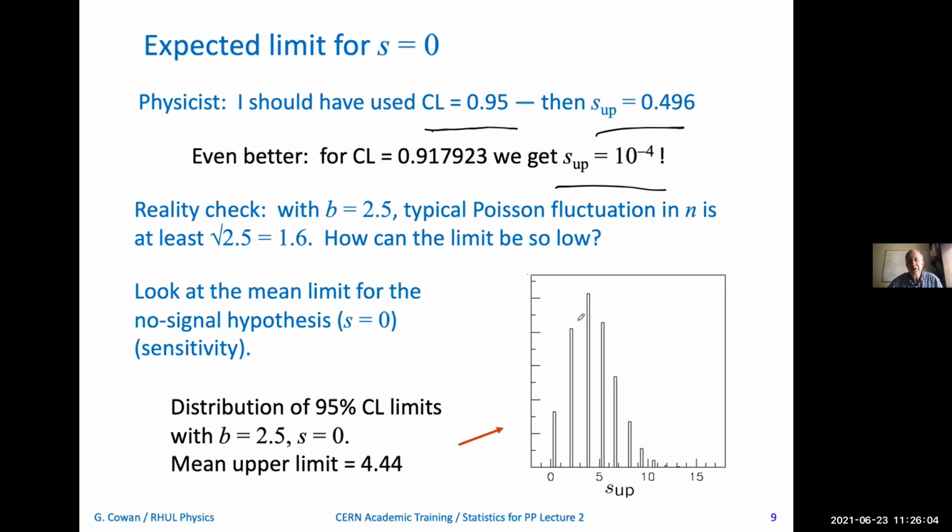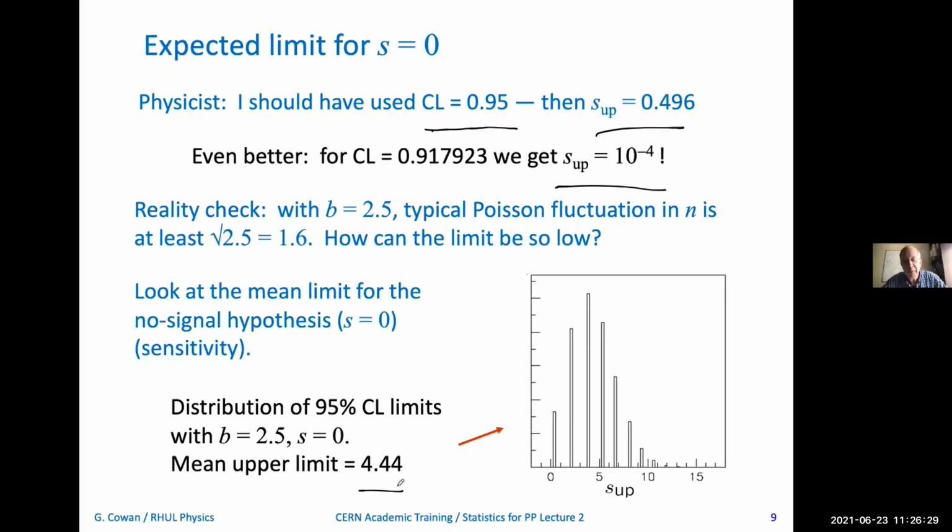And here on the right, I've shown the distribution of upper limits that you would get in the absence of a signal, so for S equals 0. And you can see that contribution there just on the left. That's the one at 0.5. But of course, you wouldn't usually get that. You would usually get one of the values closer to the middle of the distribution. And in fact, the mean of this distribution is 4.44.